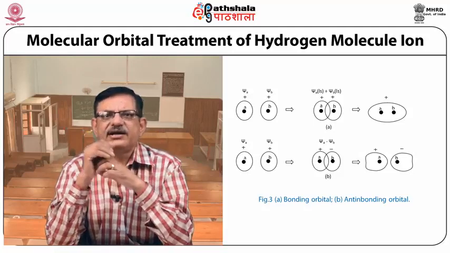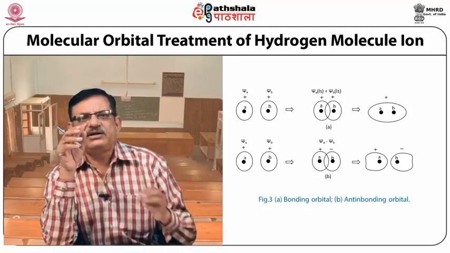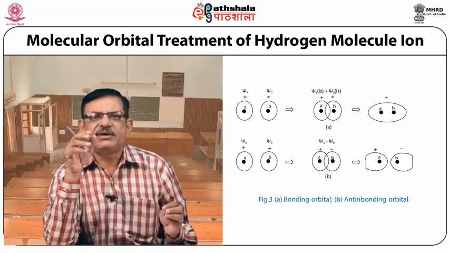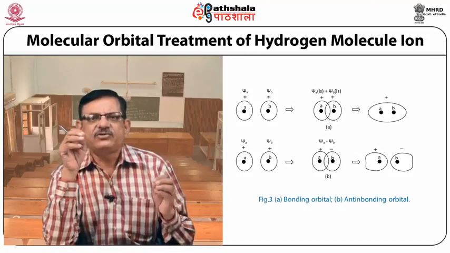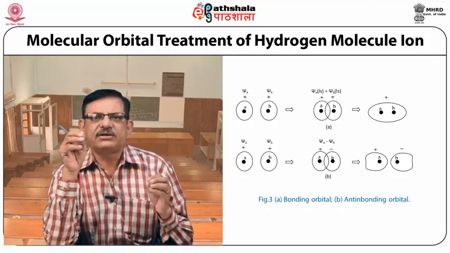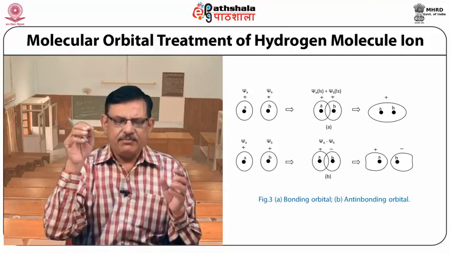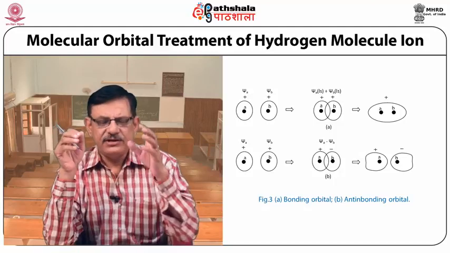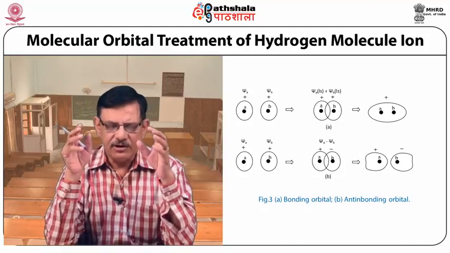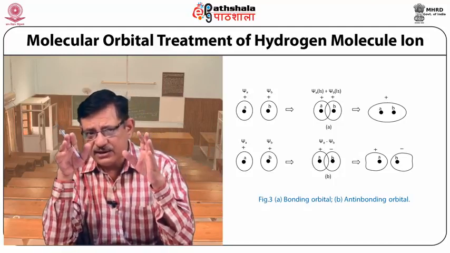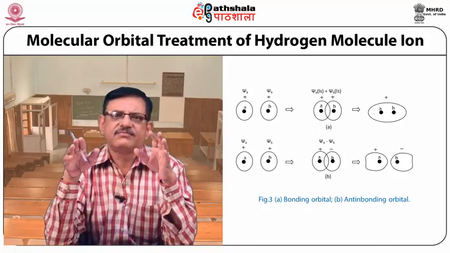Molecular orbitals that are symmetrical about the internuclear axis are designated by a sigma, and those which are not symmetrical about the internuclear axis are designated by pi. The figure gives us the bonding orbitals and the anti-bonding orbitals.